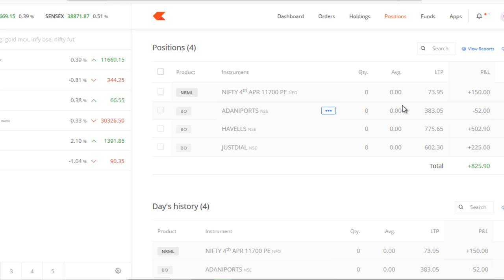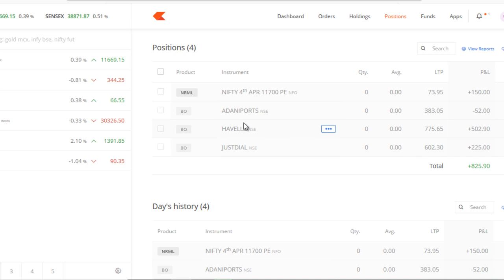You can see 225 rupees. This is a small trade where I kept the stop loss as 3 rupees and target as 4.5 rupees in my personal trade. So 50 into 4.5, 225 rupees I have booked in this particular trade.